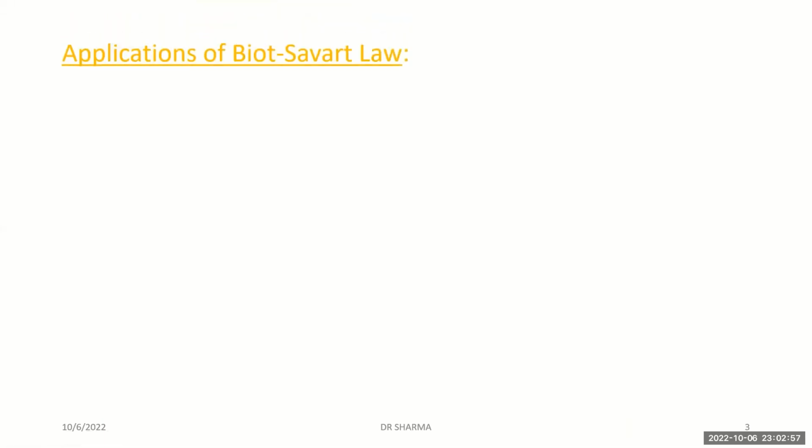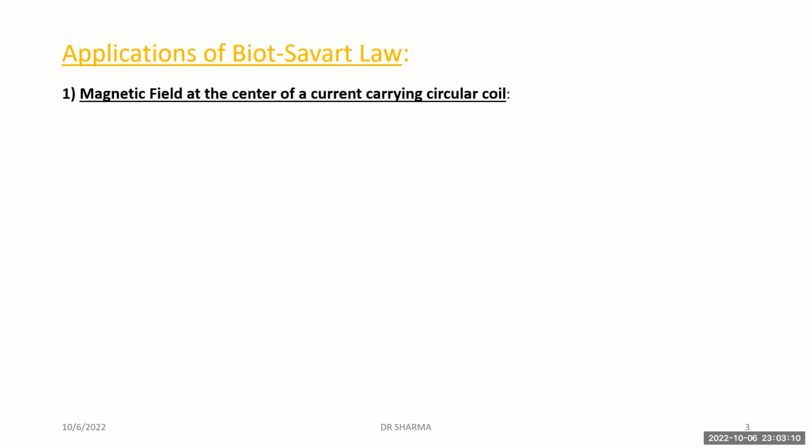Now let's discuss some applications of Biot-Savart law. The first application is the magnetic field at the center of a current carrying circular coil. We can find the magnetic field due to different shapes of conductors carrying current using Biot-Savart law. One of these is the magnetic field at the center of the circular coil.